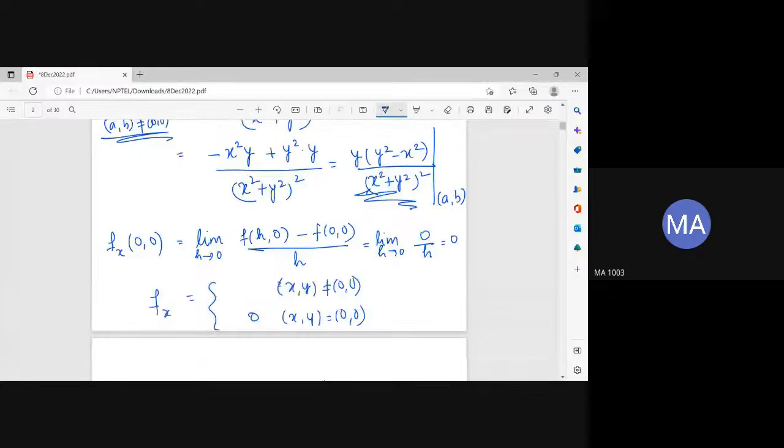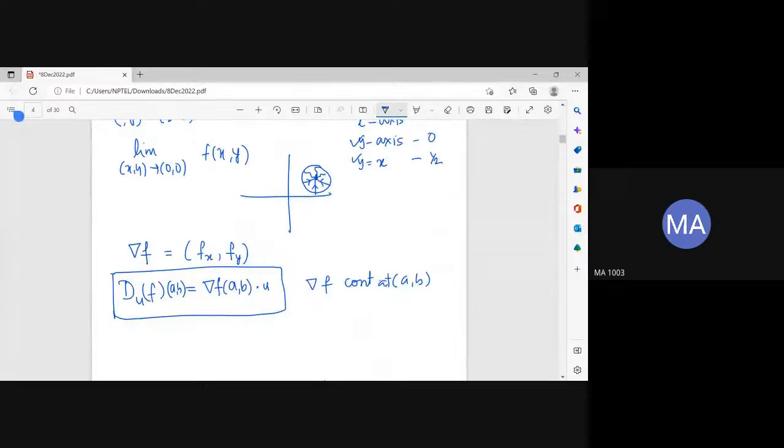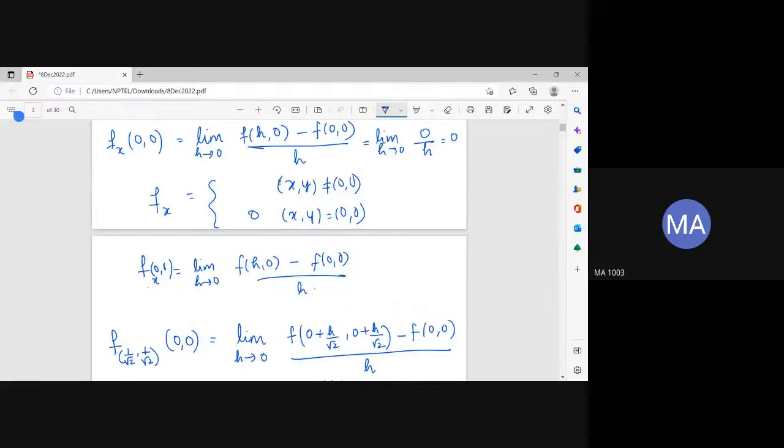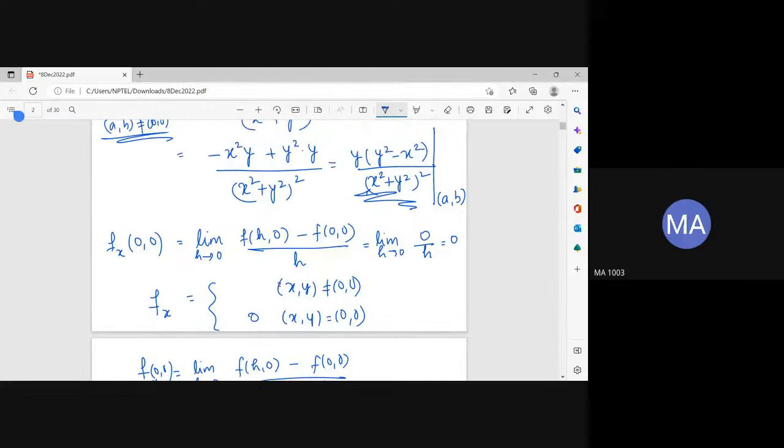Now, can I compute the directional derivative using this? No, ma'am, because those are not continuous at 0, 0. What is not continuous? That gradient vector. You have to check whether the partial derivatives are continuous or not.